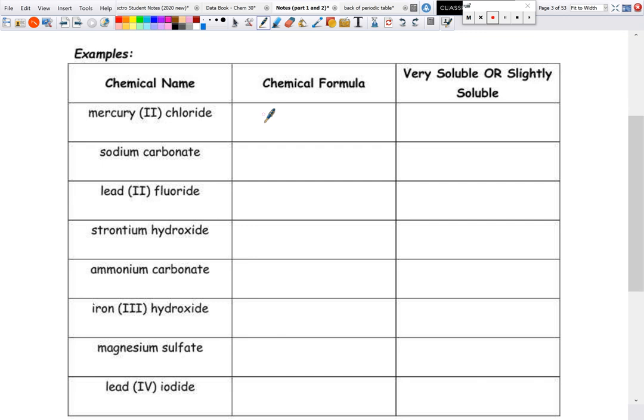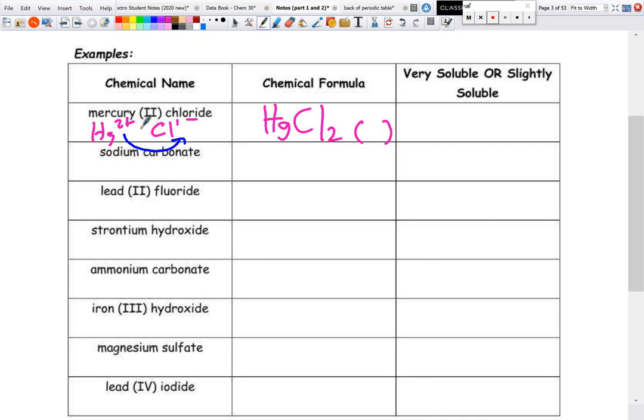So of course, first of all, with mercury 2 chloride, you have to remember to apply drop and swap to figure out the correct chemical formula. Mercury 2 means we have Hg2+, the chloride is Cl1-. When we do our drop and swap, the 2 is going to go in front of the chlorine. The 1, we don't really need to write out, but we have our chemical formula of HgCl2.